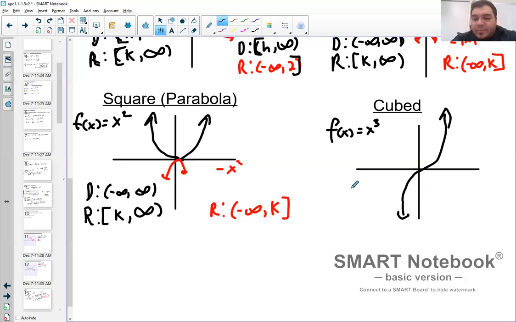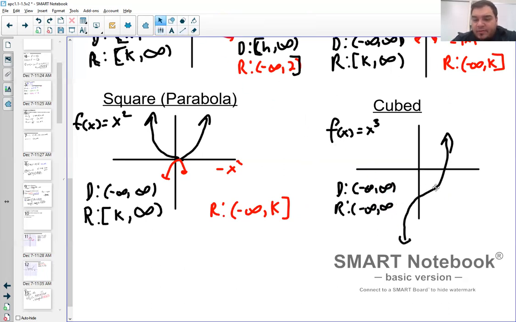Cubed is really nice because no matter what you do about it, no matter what the transformations are, the domain is always negative infinity to infinity. And the range could be any result, so negative infinity to infinity. Because no matter how we move this cubic function, it will always hit all the x and y values eventually. It might take a while, but it will hit all x and y values. So it doesn't matter if it's flipped or anything, it will be just fine.